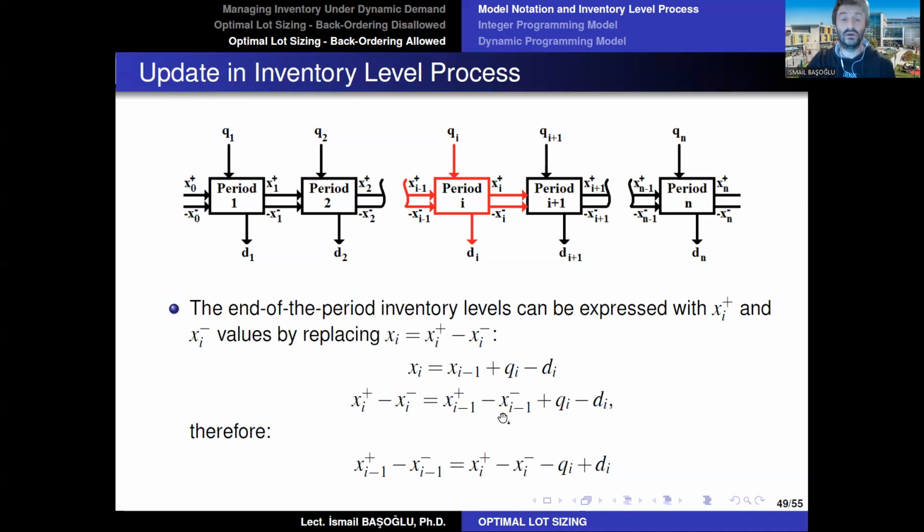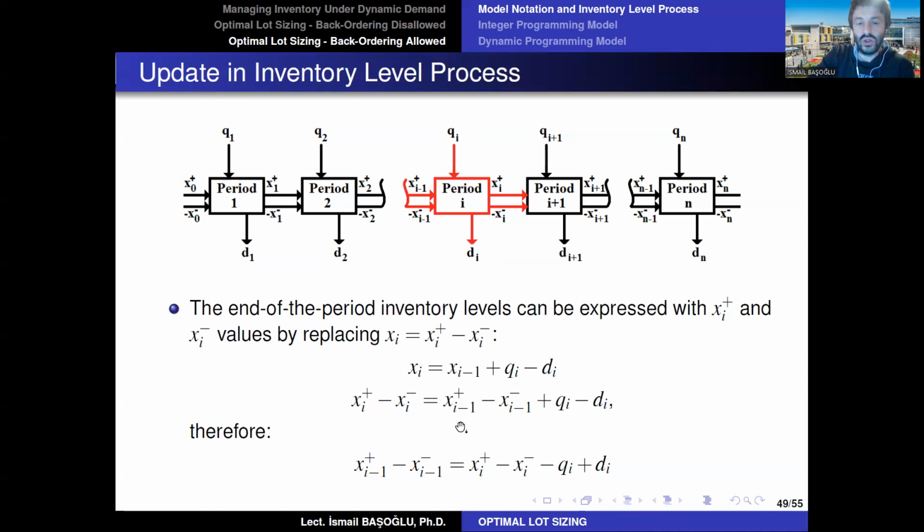And also, when we are going to develop the forward recursive equation for the dynamic programming model, we need to relate the ending inventory level of the previous period to the ending inventory level of the next period. So in the forward recursive equation, we need to understand this relationship. When we say the ending inventory level of the ith period is dependent on the ending inventory level of the previous period and the order quantity and the demand of this period.